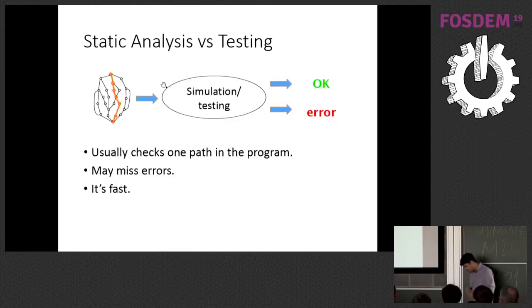So what's the difference between doing some kind of analysis and testing? Let's suppose we have the state space of the program over there. Testing usually checks one path, right? We give some concrete inputs, we run the tool, and usually it checks one path. It might check some other paths if we have random choices in branches. It may miss errors, but it's fast, so we can run a lot of tests. And we either get an okay, there's no bug in the path you checked, or there is an error.